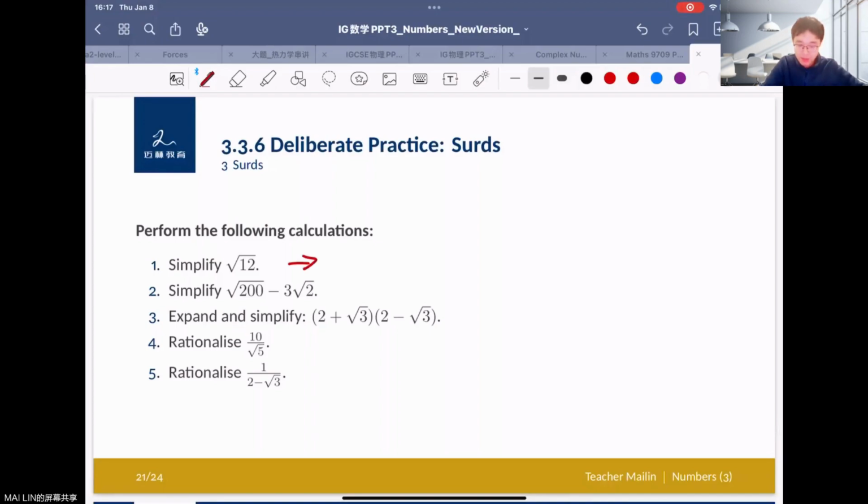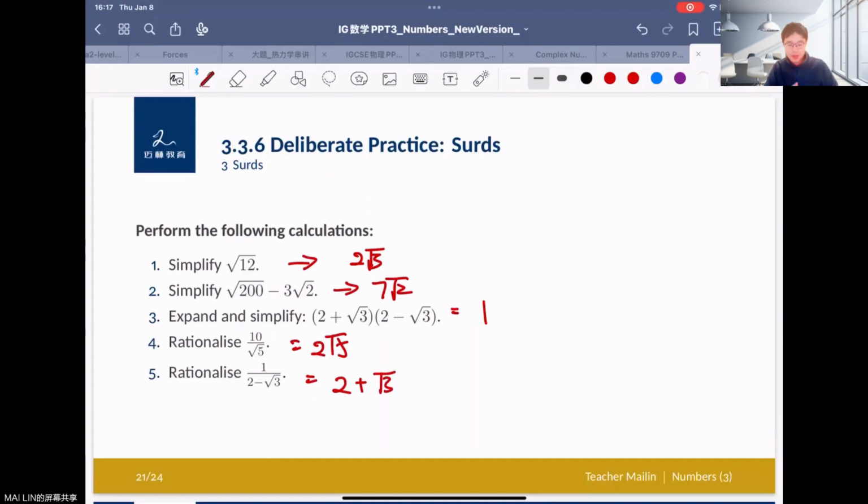So the first problem, simplify this. The answer is 2 times square root 3. And here we have square root 200 minus 3 times square root 2. The answer is 7 times square root 2, and the next answer is 1, and the next answer is 2 times square root 5, and the answer here is 2 plus square root 3.